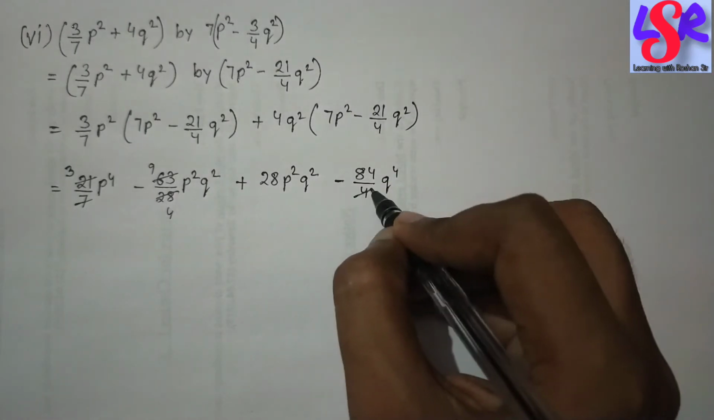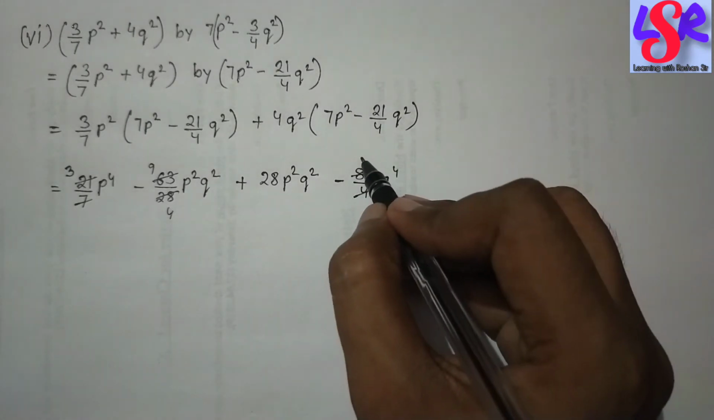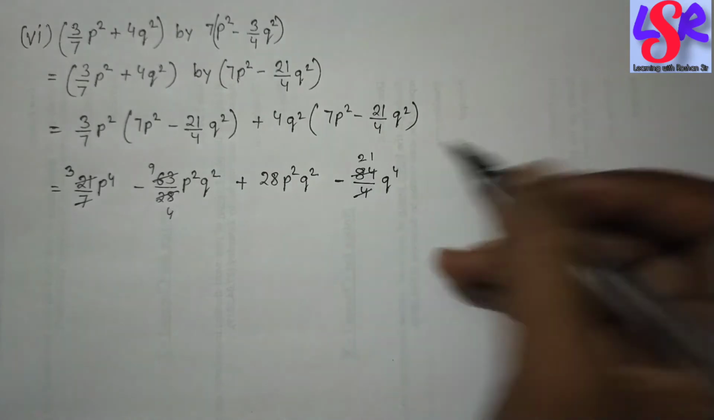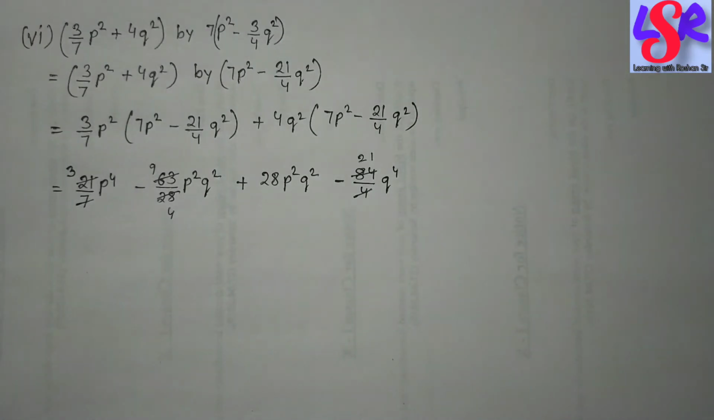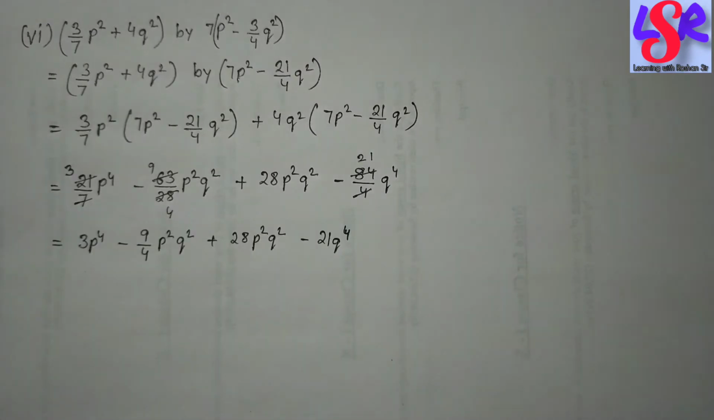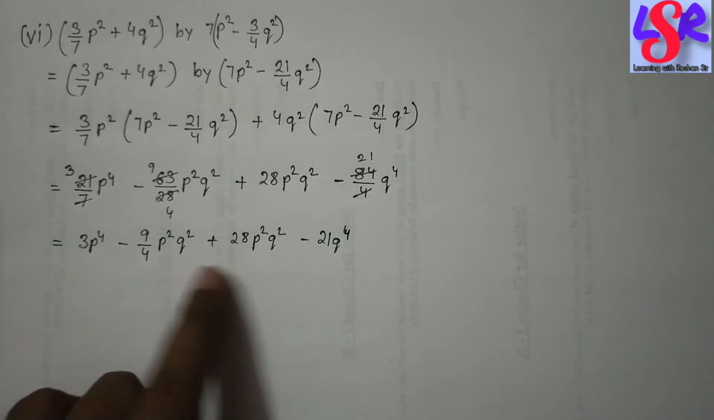Now we'll cancel it out and we're left with 2 and 1. So 21 q to the power 4. So the final answer will be this one. But here we see that they two are the like terms.